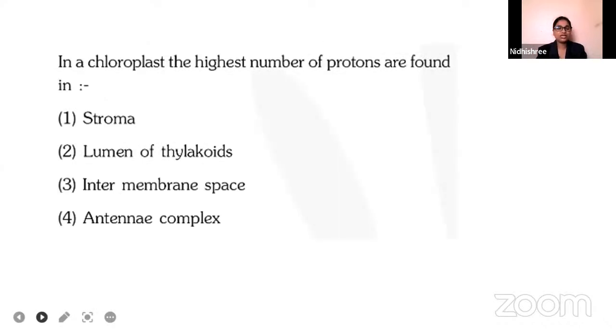Okay. The next question. In a chloroplast, the highest number of protons are found in chloroplast alli. Highest number of protons ಎದ್ರಲ್ಲಿ ಕಾಣಸಿಗತ್ತೆ? Option A, stroma. Option B, lumen of thylakoid. Option C, intermembrane space. Option D, antennae complex. Yes, be fast.